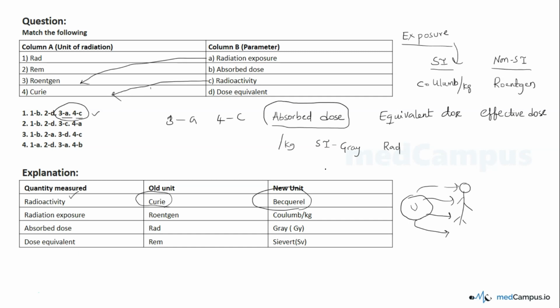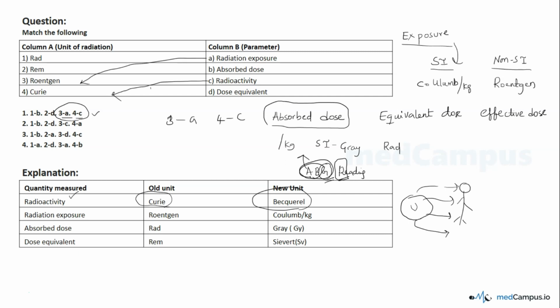So how to remember this? Do you know ABG, arterial blood gas analysis? So absorbed dose, whatever you see, is actually Gray, and you can remember it as ABG reading. So AB means absorbed dose, G means Gray, and R is Rad. Please remember this mnemonic.